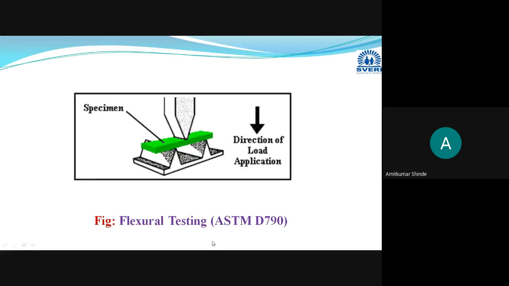Then flexural testing we are going to conduct to determine the flexural strength by applying the compressive force. And here we are using this ASTM D790 standard. Okay, this top layer will be subjected to the compressive deformation and the bottom layer will be subjected to the tensile deformation. The maximum amount of stress that can be carried by this outer fiber before the crack occurs will be termed as flexural strength.